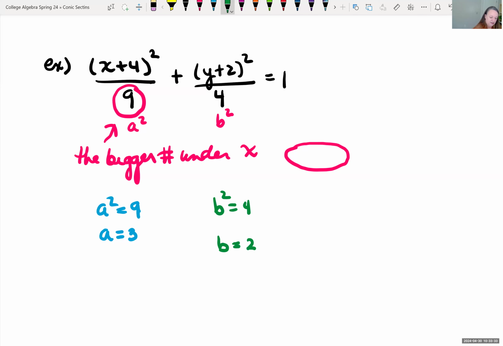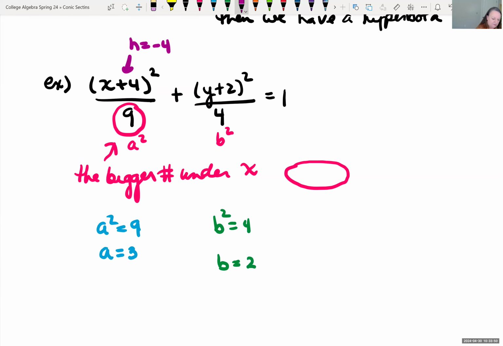In here, I can tell what h and k are. This is in the form of x minus h, so always the opposite sign. So my h value over here is -4, and my k value is -2. So we know we have a center at -4, -2.